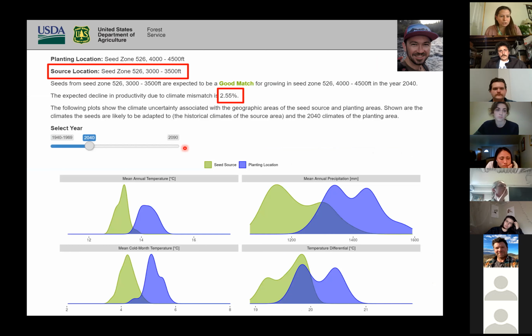Here's what that going just straight downhill looks like in 2040. And you'll see it's okay, you lose 2% of your productivity. And you can see there's a pretty good alignment of the different climate variables, but certainly not as good as the best match that we found.